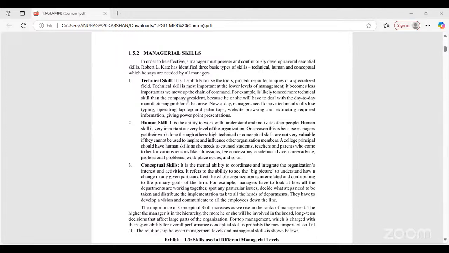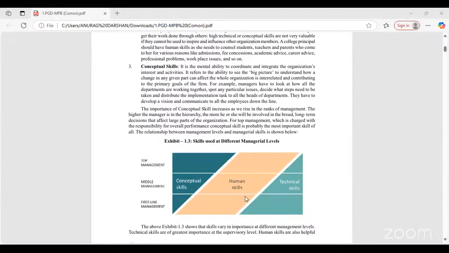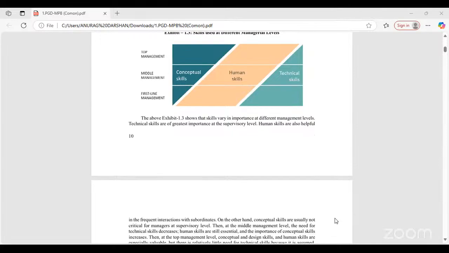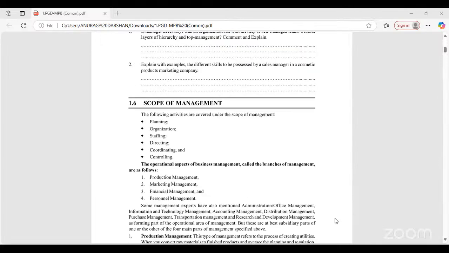So these three skills are very, very important, where you can give the technical support, you can give the human support, and you can also provide the conceptual skills. These three skills should be there with the manager to manage the people. Now coming to the scope of management, it's a very important question from the examination point of view. So what does the scope cover? Planning, organizing, staffing, directing, coordinating, and controlling. These are the activities which will be covered under the scope of management.